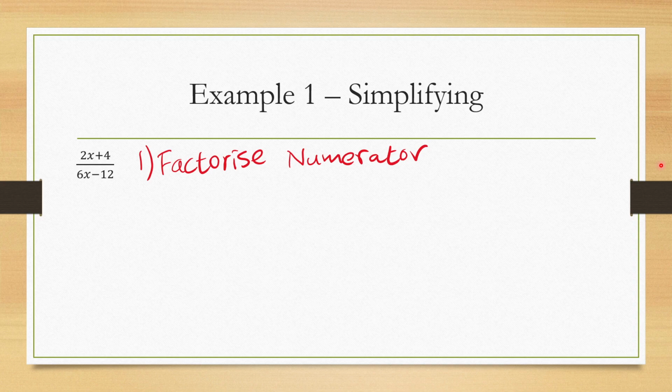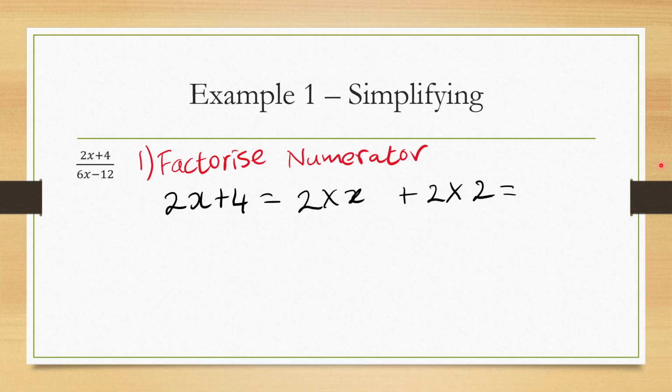So factorize the numerator. If you see it, 2x plus 4, that's the numerator. Well, you can see that 2 is a common factor, so I'm going to take out 2. So this clearly shows that 2x, when you break it down to factors, becomes 2 multiplied by x, and 4 becomes 2 multiplied by 2.